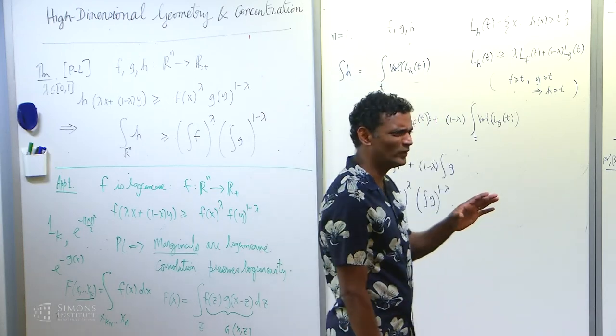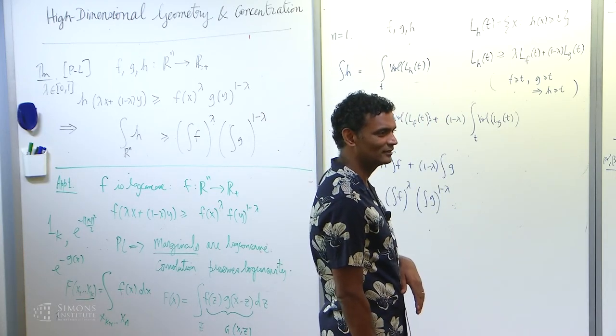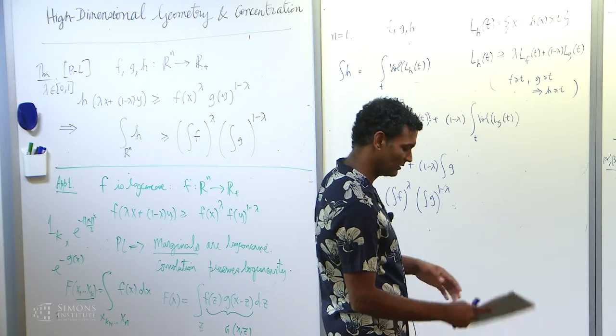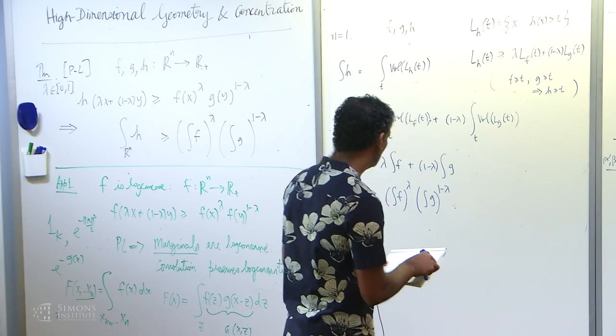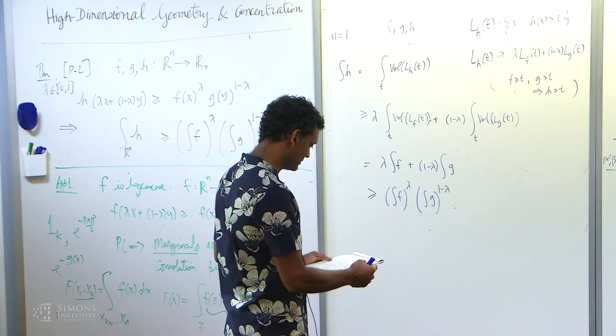Yeah. We might be able to get some weak extension, but not, yeah. That's right. Okay, so that's the proof here. We already saw the applications.